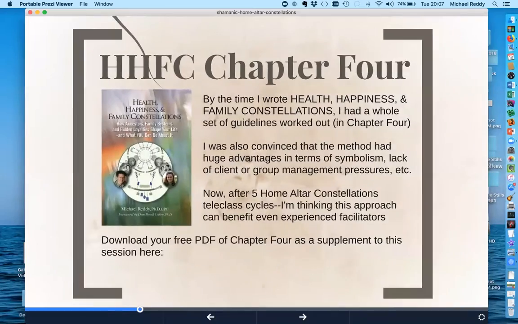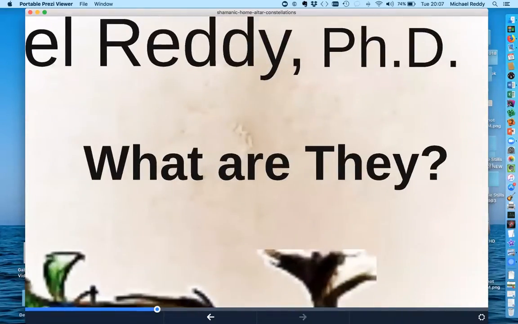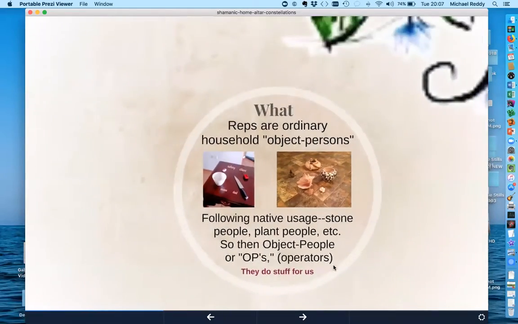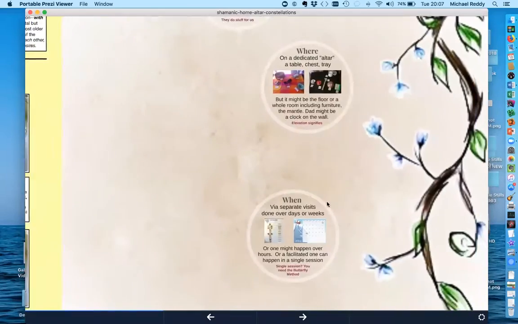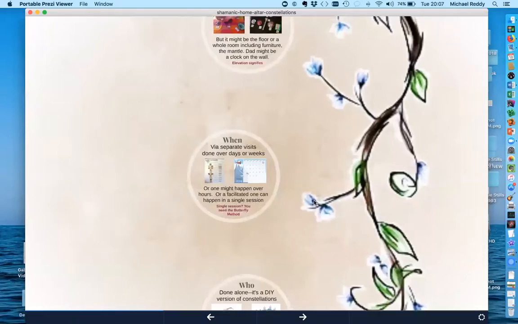So that said, we go back over here to this, and now instead of that definition down there at the bottom, there's the core definition. And here's the variations.